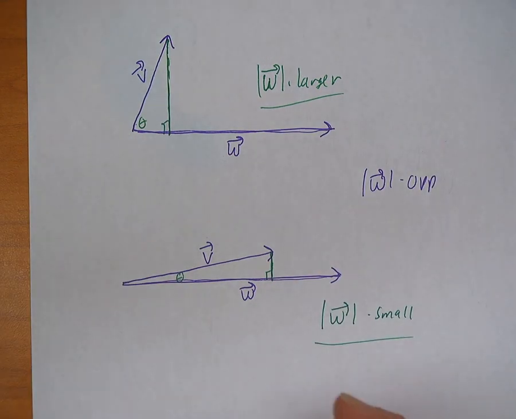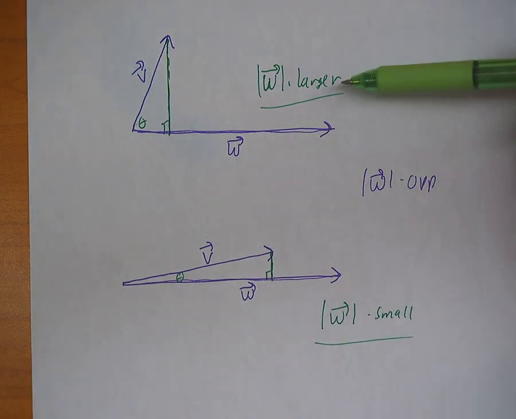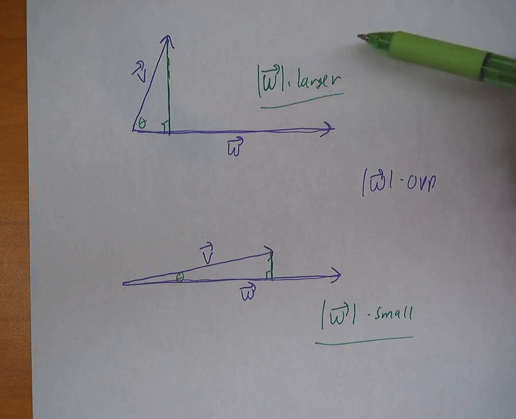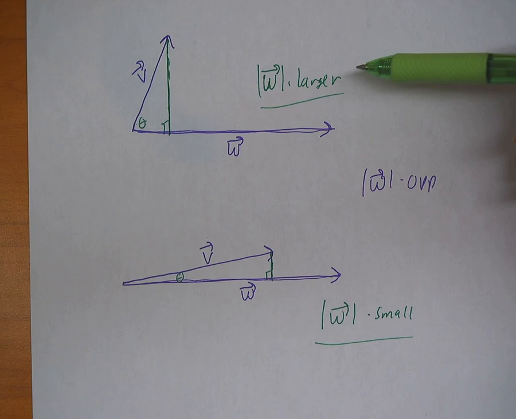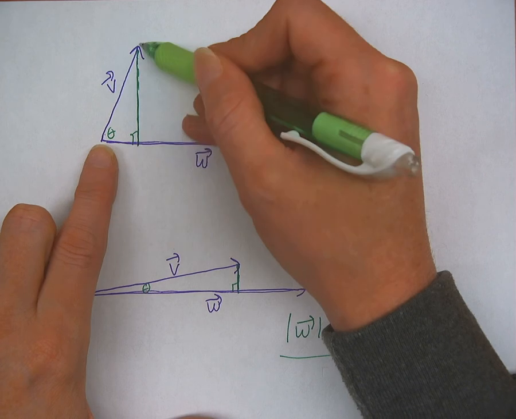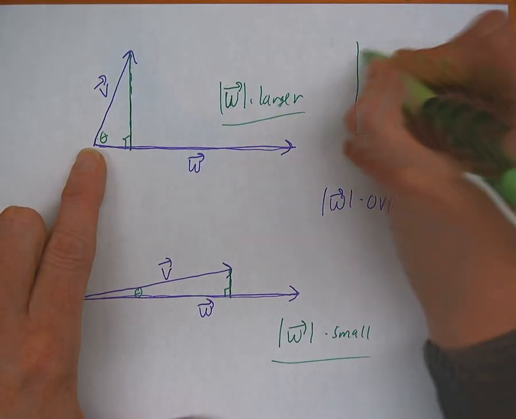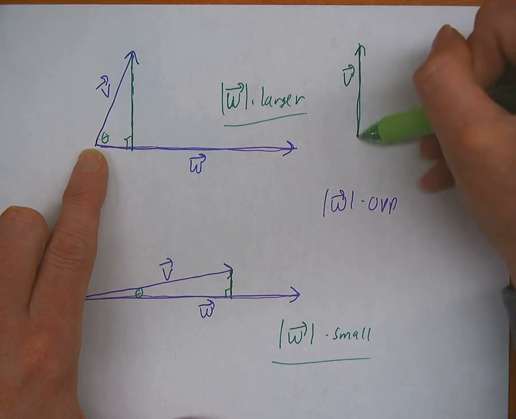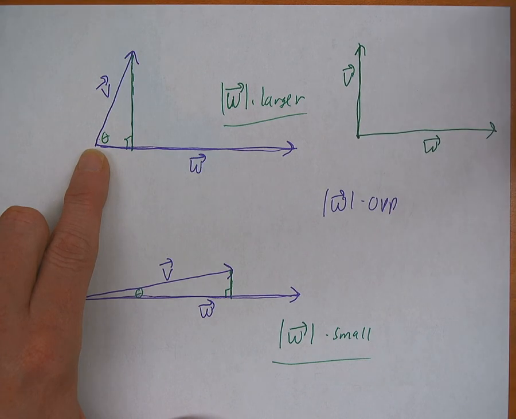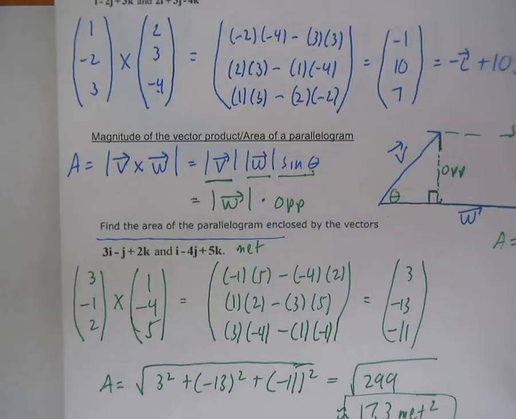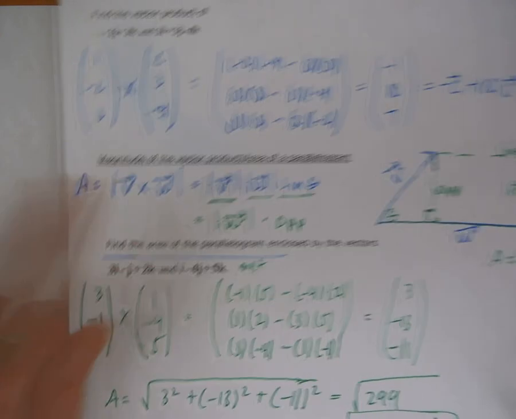So the bigger the angle is between them, the larger your cross product magnitude is going to be. What would produce the largest cross product magnitude? If v was perpendicular to w, because that would be the greatest amount that this could be. If vector v was perpendicular to vector w, then if you drop down a right angle, you basically just get vector v. So in the case where they're perpendicular, the magnitude of the cross product is the highest value it can possibly be.